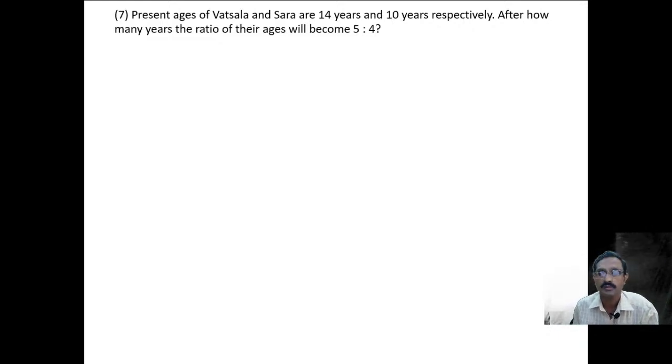Hello students, welcome to this session of ratio and proportion. Yesterday we completed sum number 6. Today we will start with sum number 7. Present ages of Vatsala and Sara are 14 years and 10 years respectively. After how many years the ratio of their ages will become 5:4? If you see in this word problem, the ratio of the ages, when it will become 5:4, we have Vatsala and Sara. Let's start the solution.